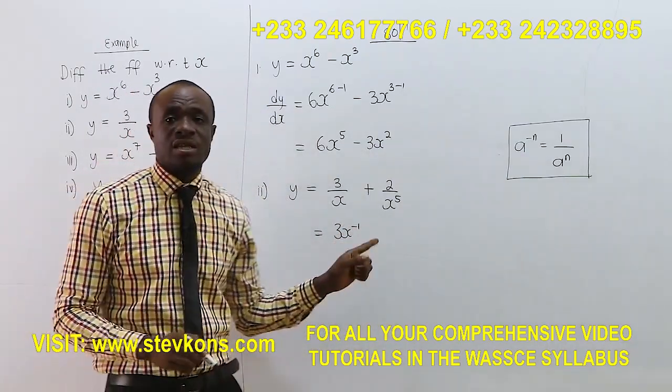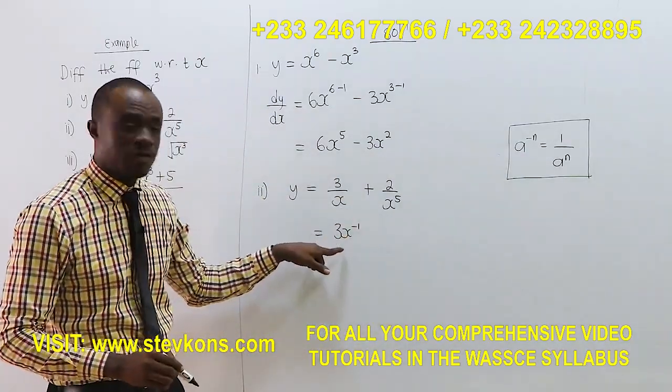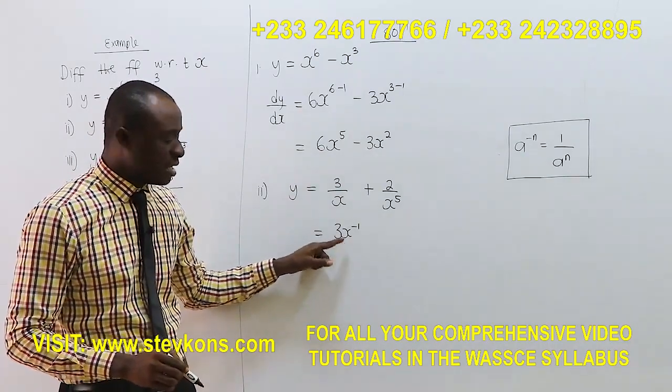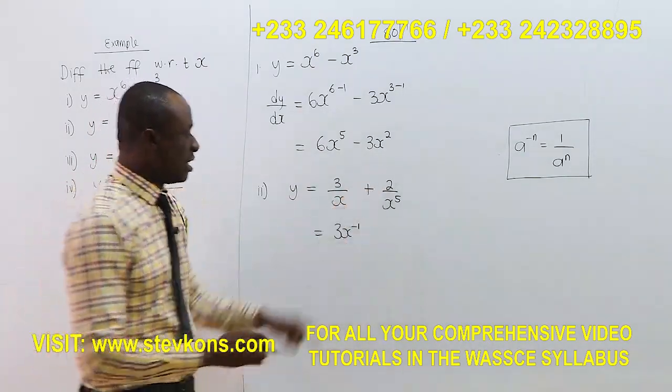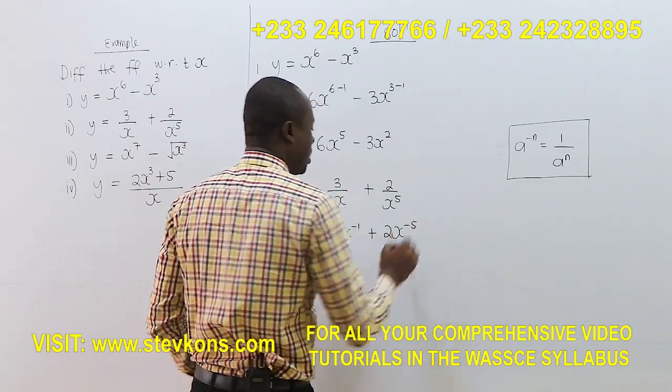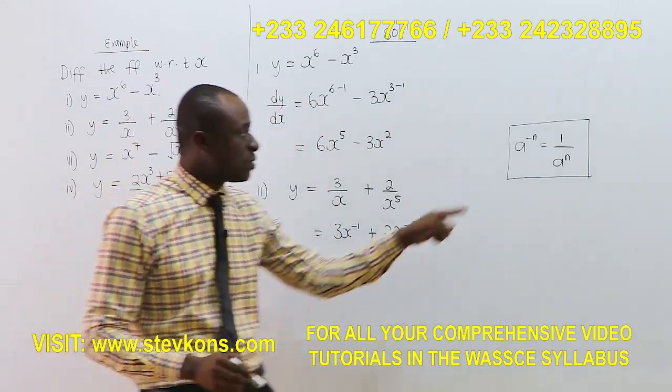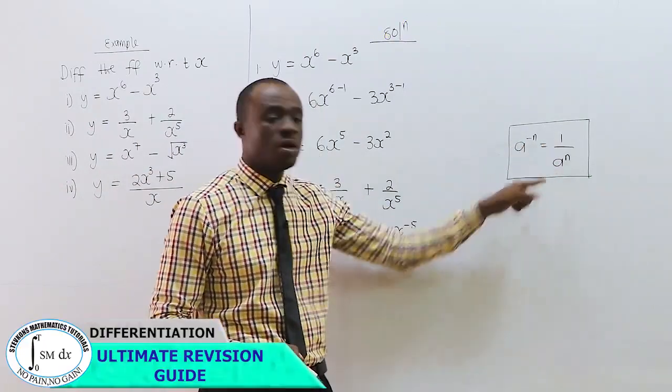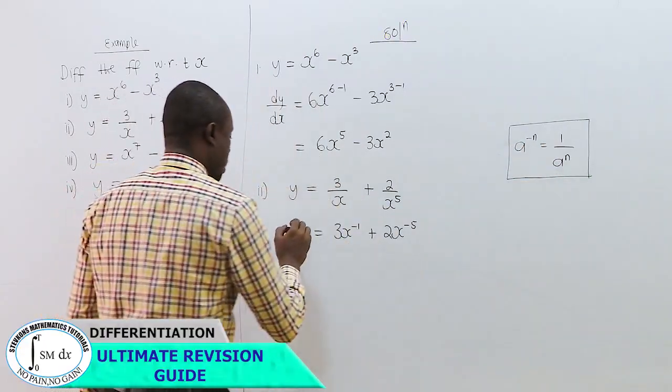This is not in standard form, so we have to make sure it's in standard form. And when you write it like this, then it is in standard form. Similarly, this has to go up. So you have 2x to the power negative 5. From this principle, a to the power negative n is 1 over a^n.